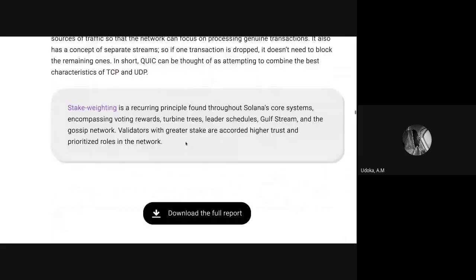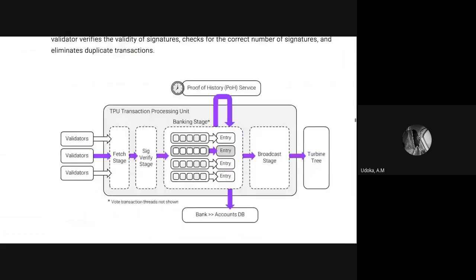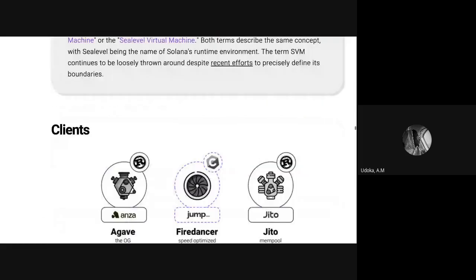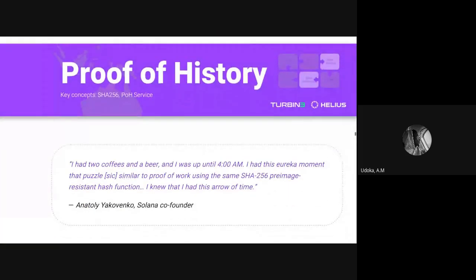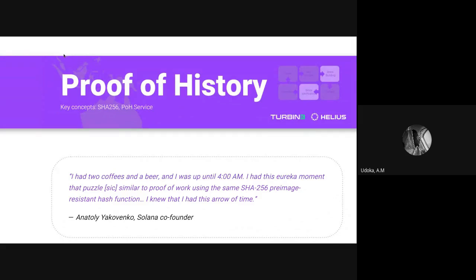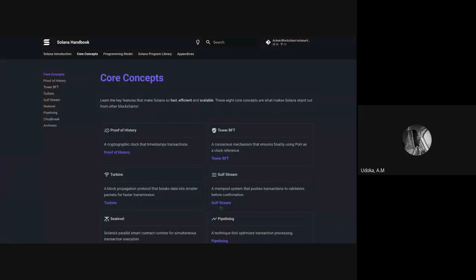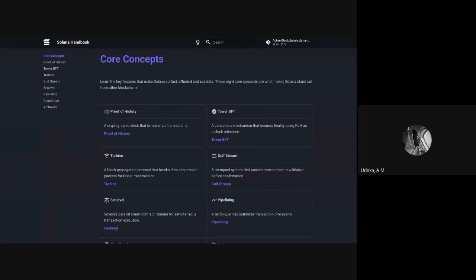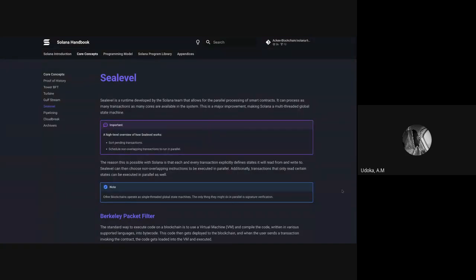Now, another thing I want us to look at quickly is Sealevel. Let's look at Sealevel from here. Sealevel is a runtime developed by the Solana team that allows parallel processing of smart contracts. It can process as many transactions as there are cores available in the system. So these major improvements make Solana multi-threaded globally.